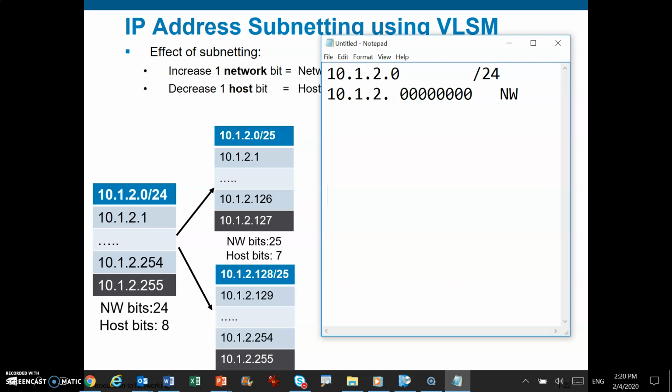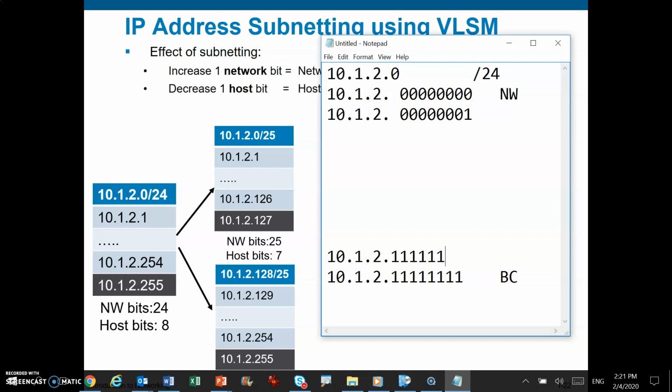And then my broadcast will be 10.1.2, all ones, which is .255. This will be my broadcast. So my valid hosts will be from 10.1.2.1 all the way down to 10.1.2.254. So these are my valid host IP addresses, the range of the valid IP addresses that I can use.